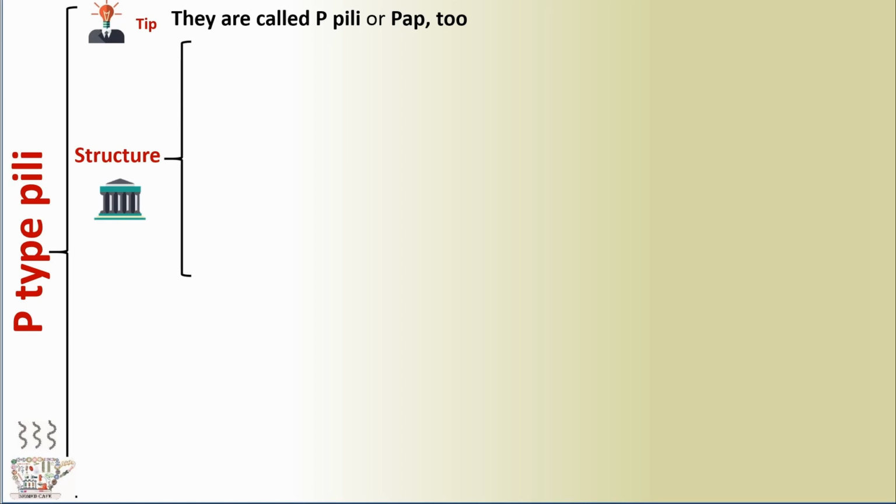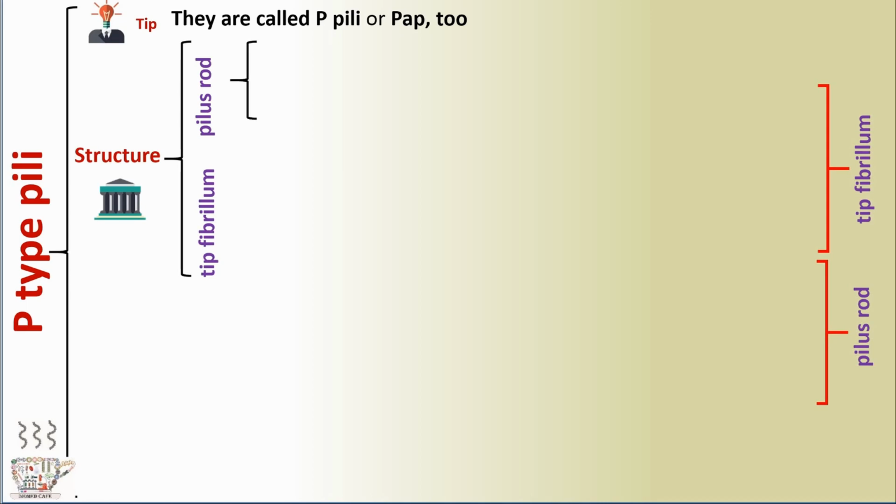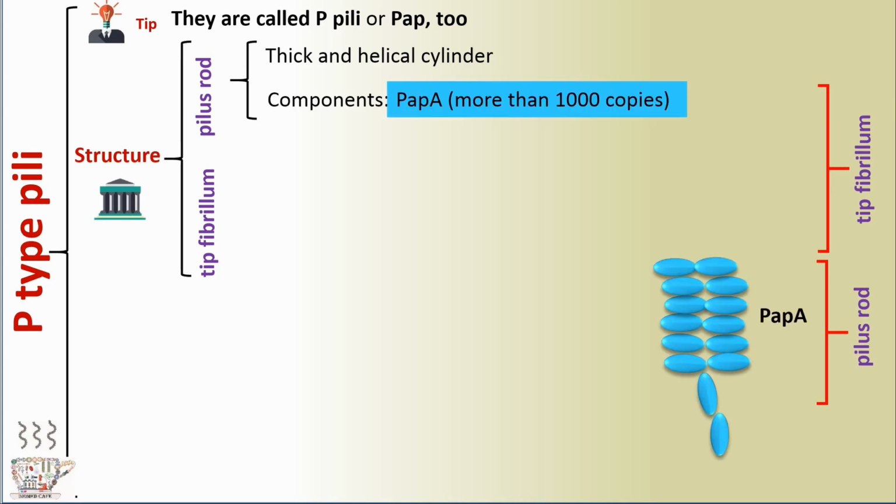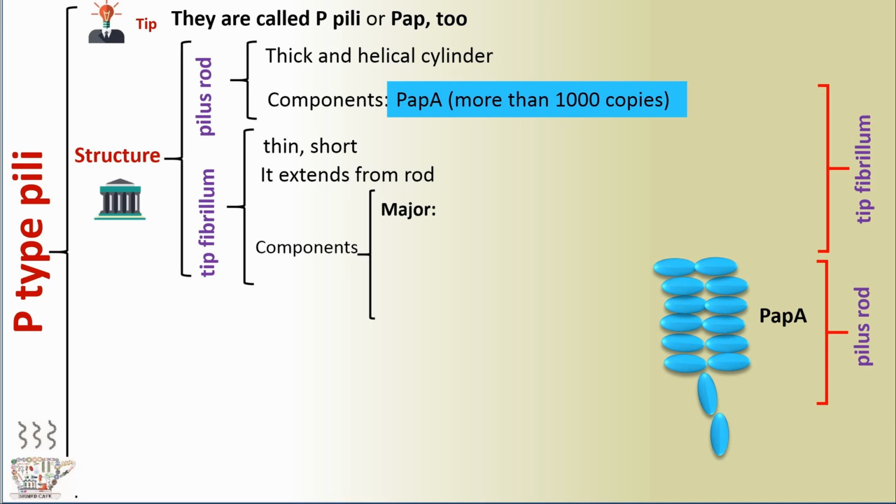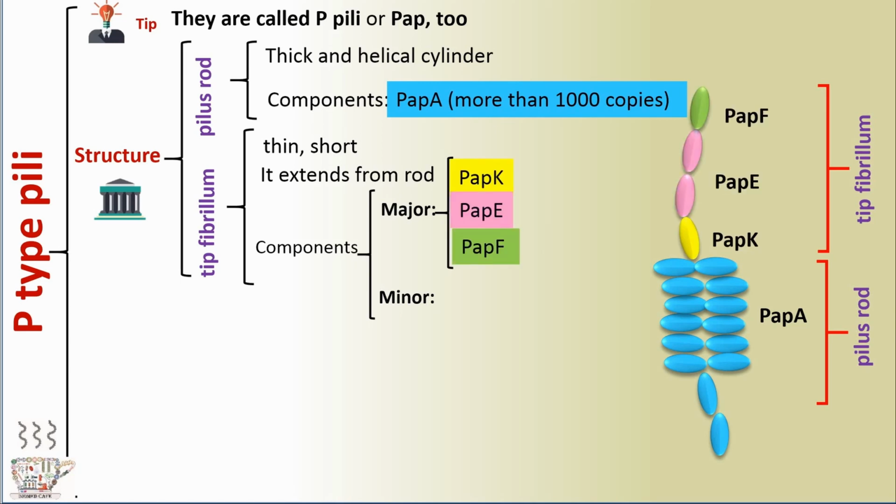They have two parts in their structure, pilus rod and tip fibrillum. Pilus rod is a thick and helical cylinder. Its components are PapA, more than 1,000 copies. Tip fibrillum is thin and short. It extends from the rod. Its components are major and minor. Major components are PapK, PapE, and PapF. Minor components are adhesive proteins or adhesins or PapG.